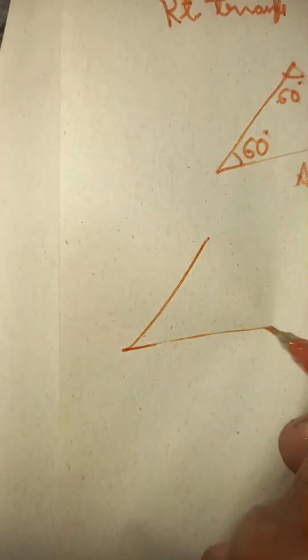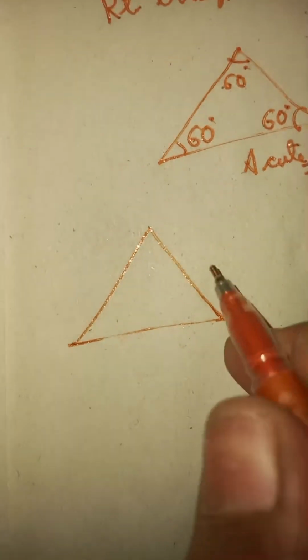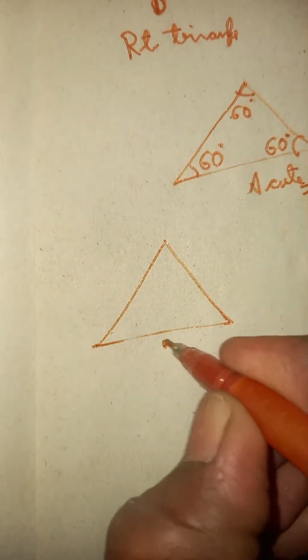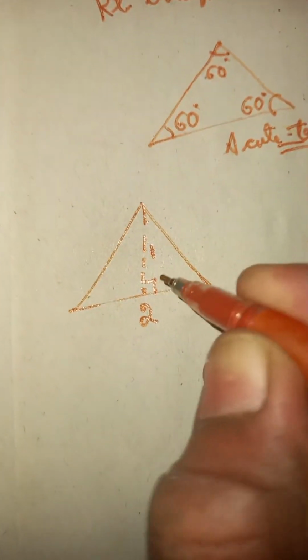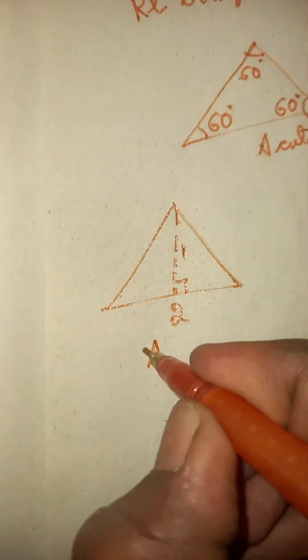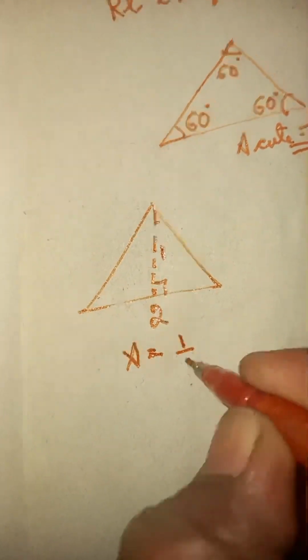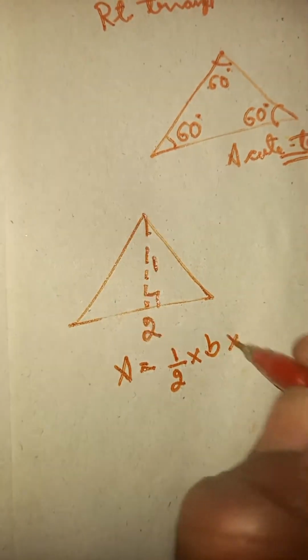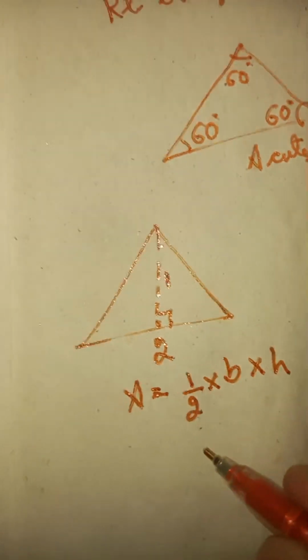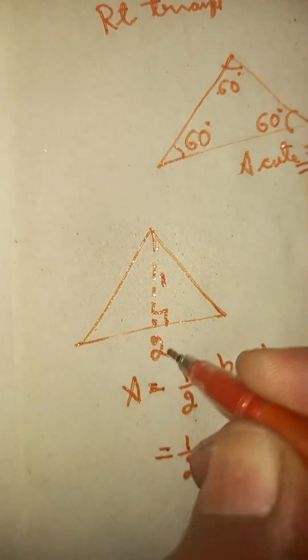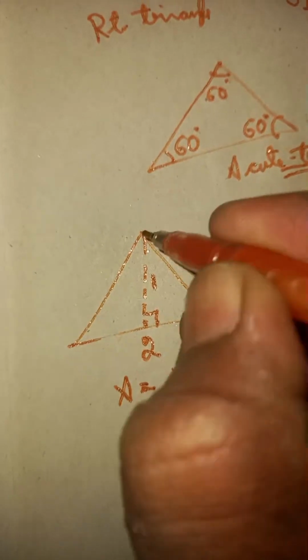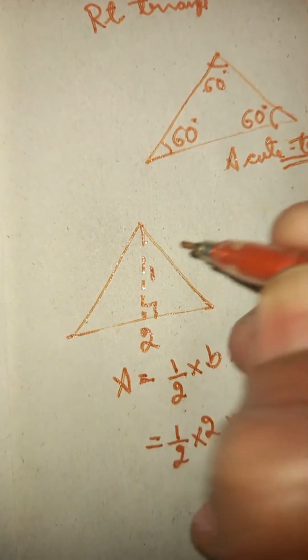Now I tell, for any triangle they have given, how to find the area of this triangle. For a random triangle they must give the base length and the perpendicular height. When they have given both of them, you can find the area of the triangle as half times base times perpendicular height. Here, this is the base, which is 2 units, times this perpendicular height, which is 1 unit.